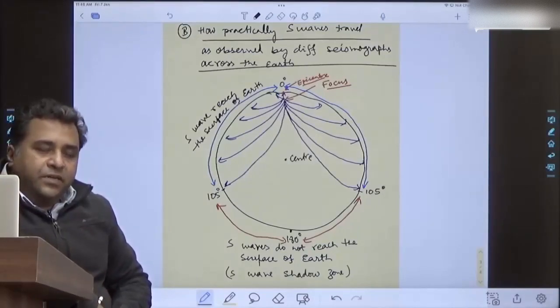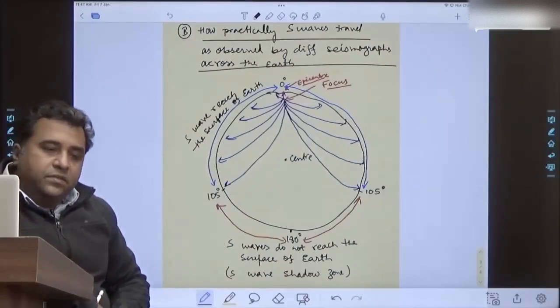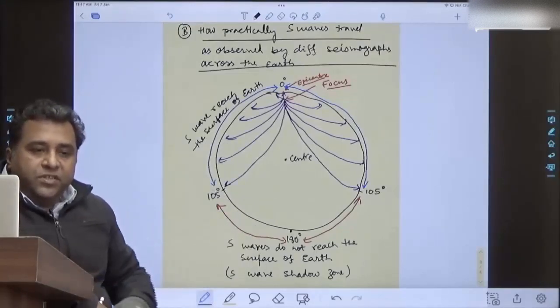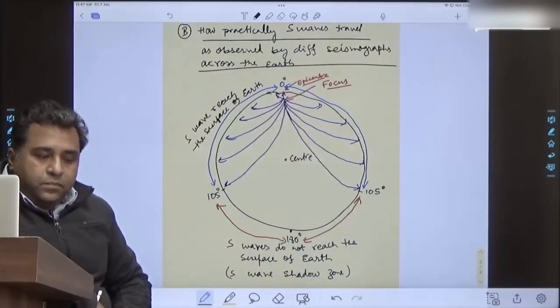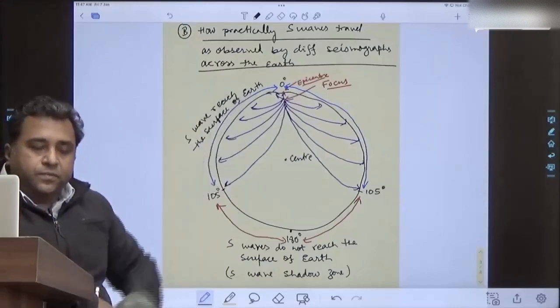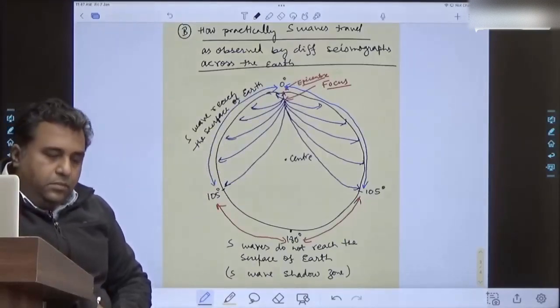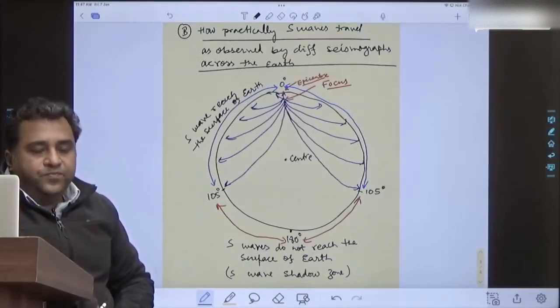only up to 105 degrees in all directions on the earth's surface from the given epicenter. Full stop.